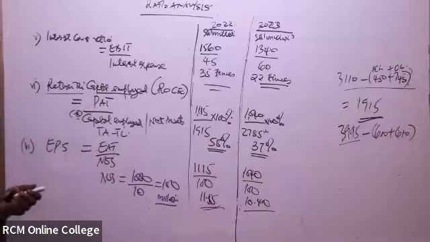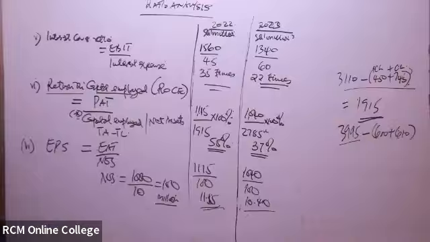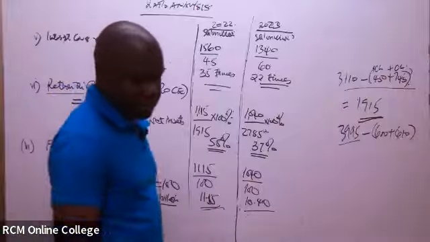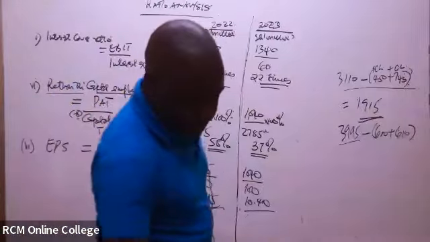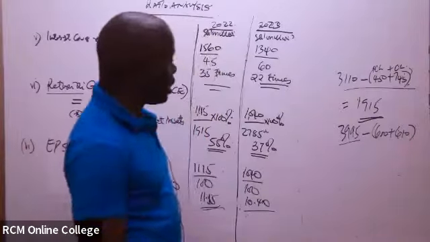So here, the amounts attributable to the ordinary shareholders were a bit higher compared to those in the year 2023. So that is basically what is happening there.